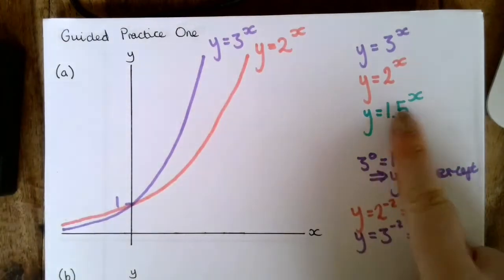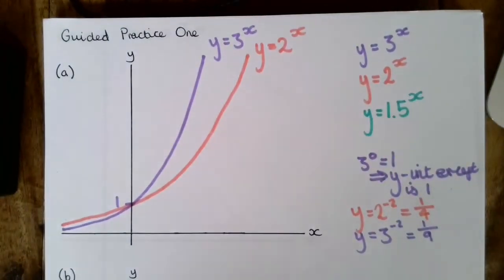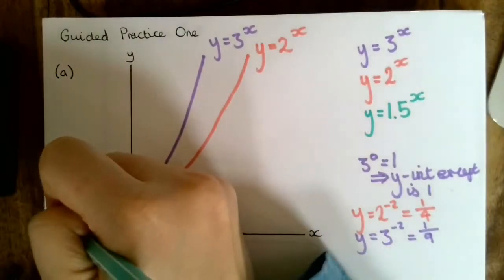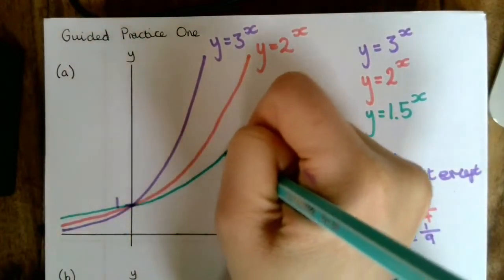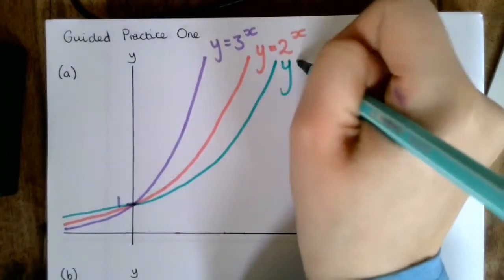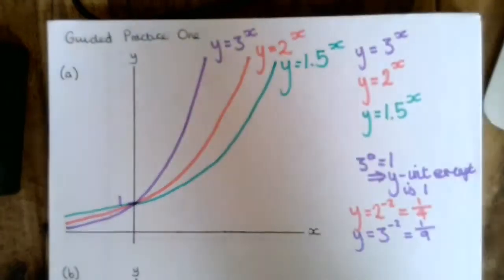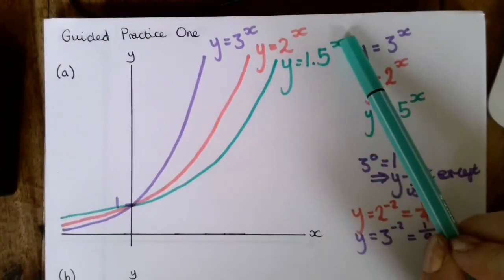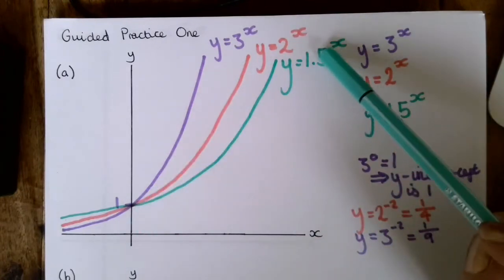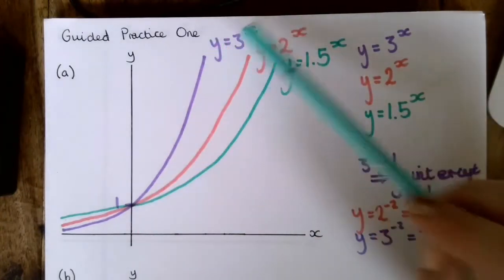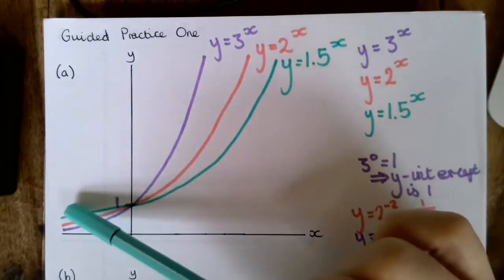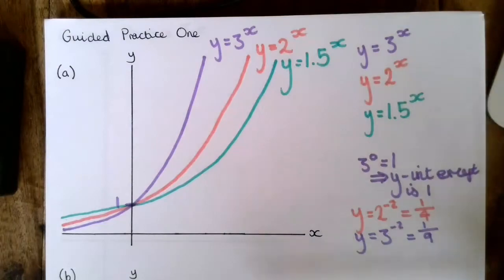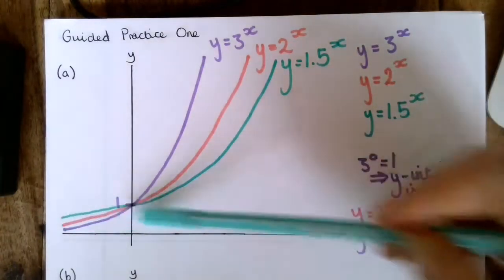Now when we look at y equals 1.5 to the power of x, we get something like this. When the x values are positive, this is smaller than the other two curves. However, when the x values are negative and we get that reciprocal, the fractions are going to be bigger, so our values are going to be bigger.